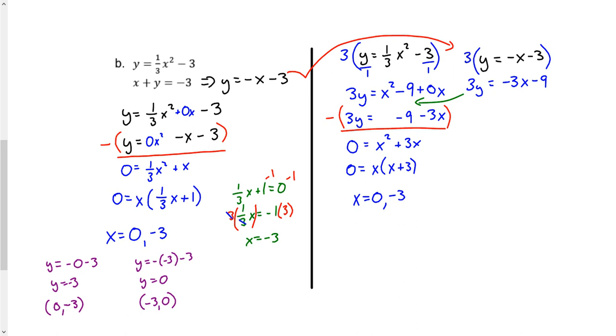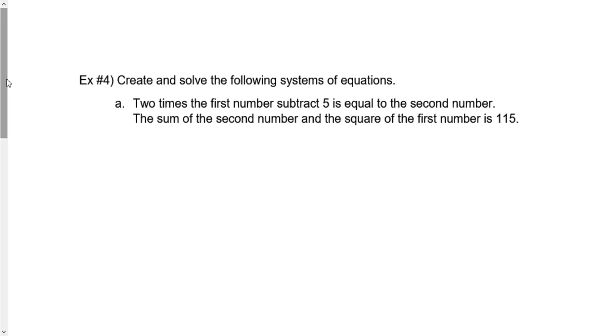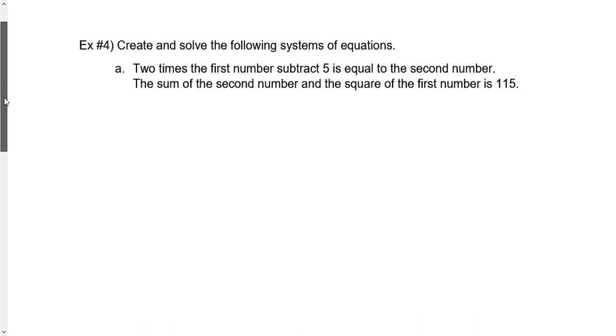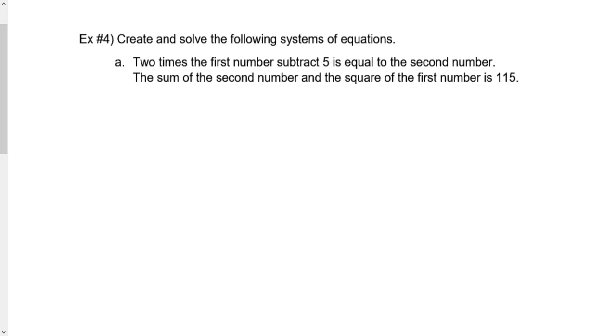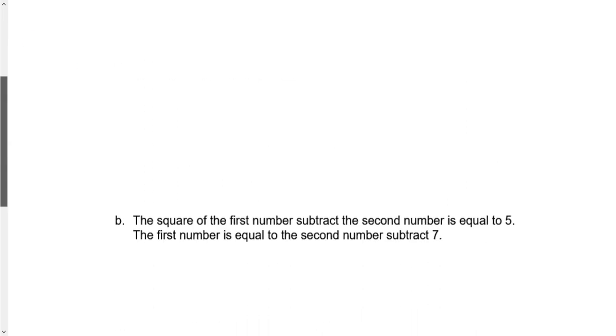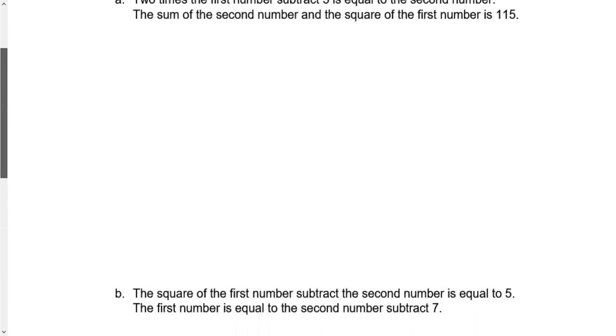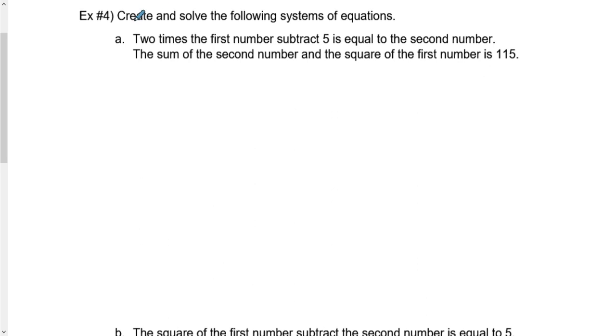Now, of course, everything is not finished without some word problems. So let's create and solve these word problems. I will for sure do my best to keep things organized. So we have some quick questions here. We're going to create and solve these systems. So 2 times the first number subtract 5 is equal to the second number. The sum of the second number and the square of the first number is 115.